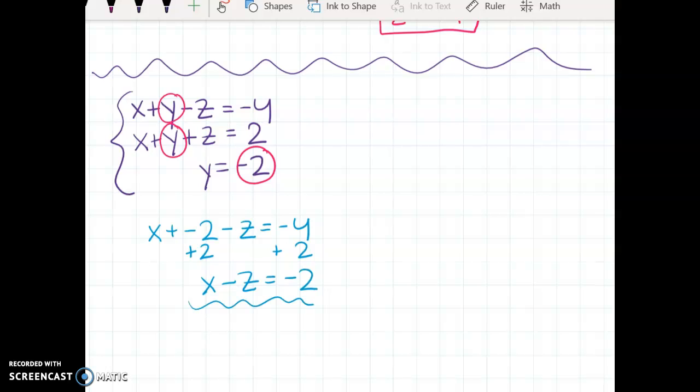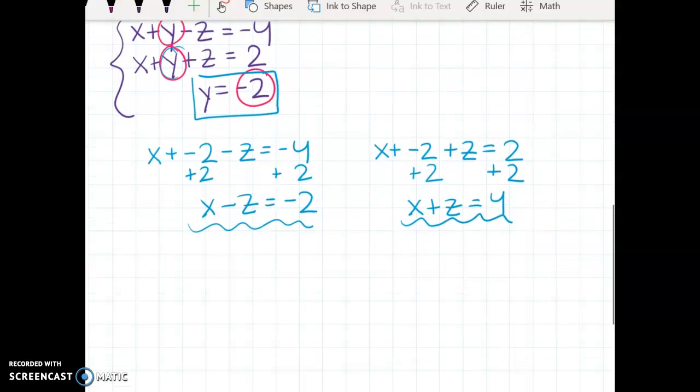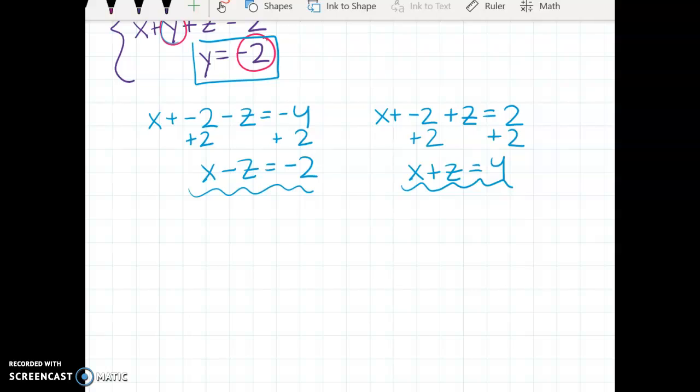Great, there's one. Let's do this one here. So x plus negative 2 plus z equals 2. Add 2 to both sides. X plus z equals 4. Well, I already have y. Now I'm going to use these. Again, I have 2 variables left, so I only need 2 equations in order to solve.